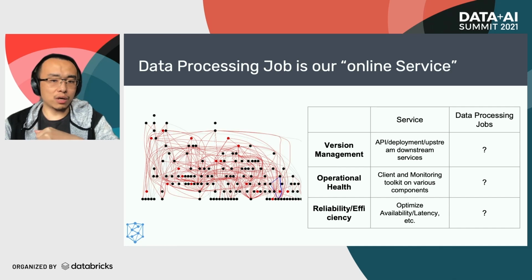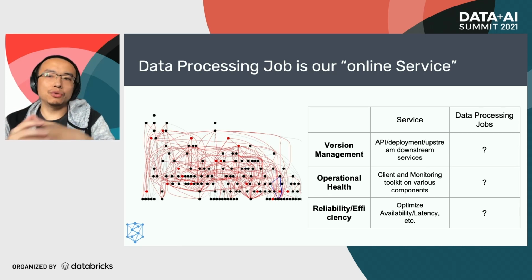Due to the time limitation, I will cover three major aspects today. First is version management. When you have a service, you need to manage the version of the API, deployment, and upstream and downstream services. And you also want to ensure the operational health of your service. Of course, you still have a lot of topics here. Today, I will cover how you manage your client and how to use a monitoring toolkit for different components. And maybe the most important thing is reliability and efficiency. You have a lot of optimization strategies for availability and latency for your service. But when we map to the data processing job, what are the things we need to do?